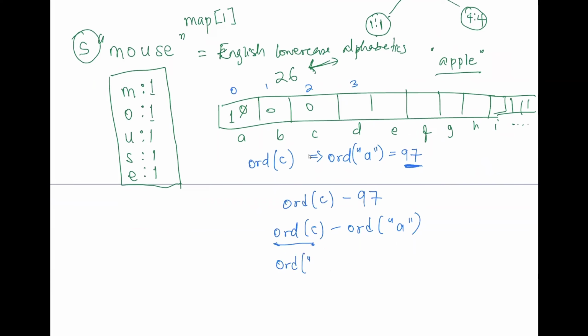Please follow me. It's not long. I'm just breaking it down. That's why it seems lengthy. So this becomes ord of B minus ord of A, right? So if ord of B is 98 and ord of A is 97, you end up getting 1, which is index 1, right? Just come to index 1 and increment it by 1. Do you all see it here?